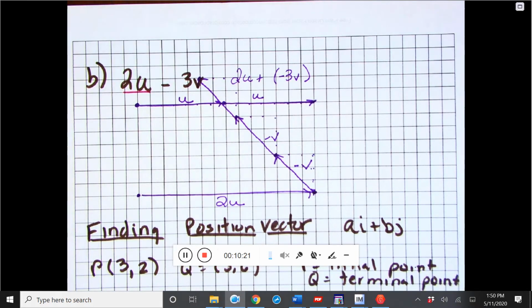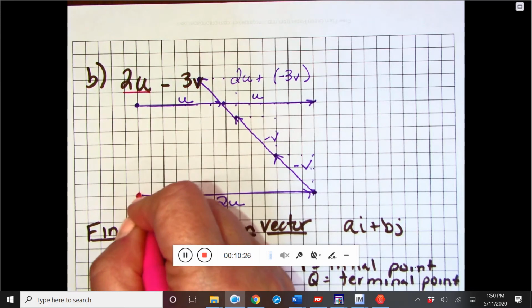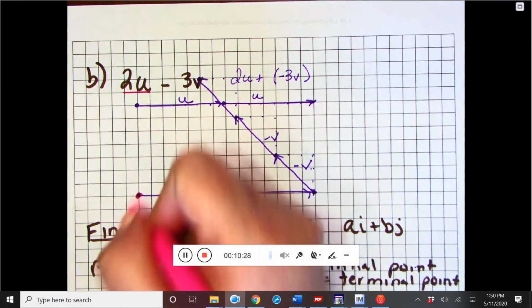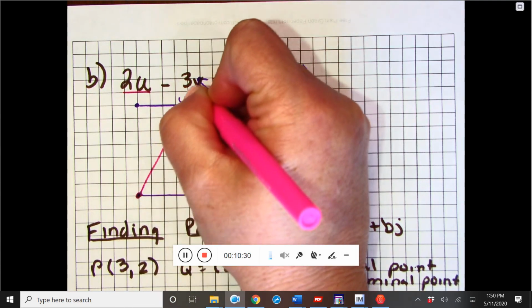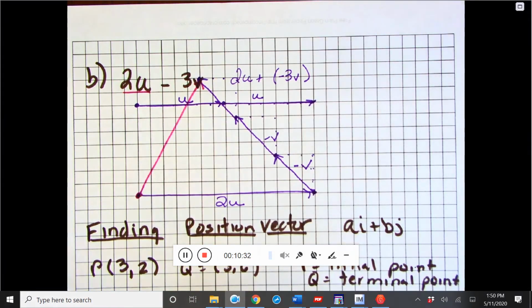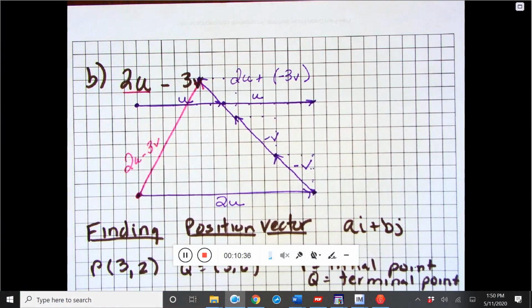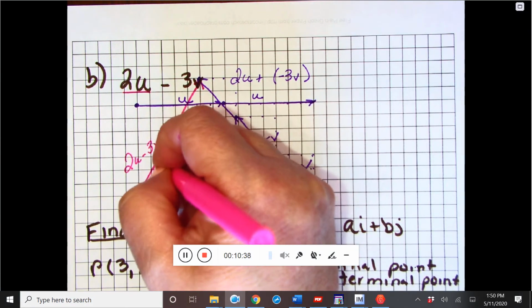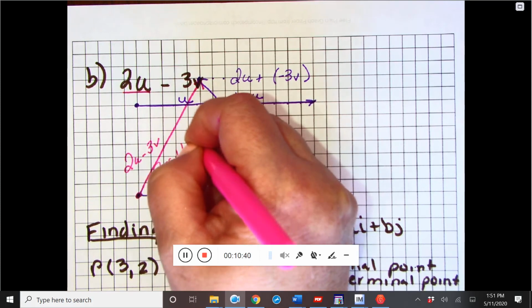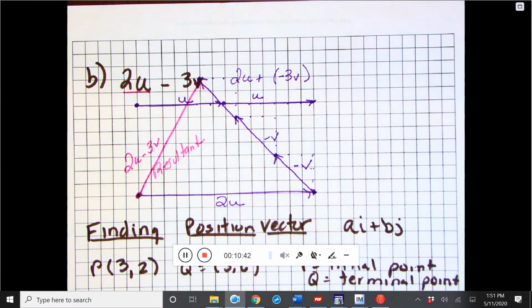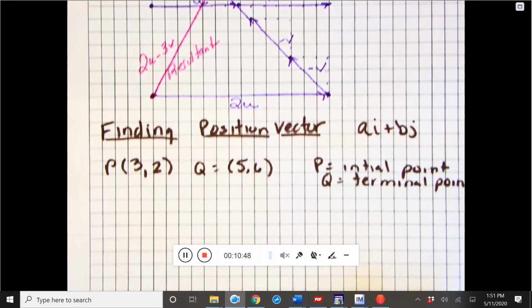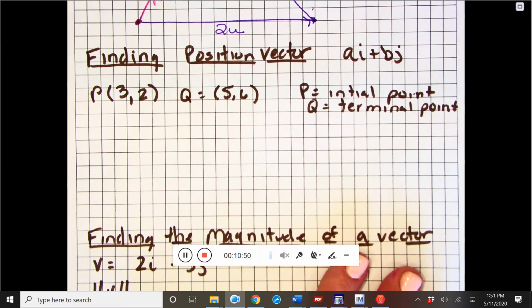Now where's my resultant? My resultant is if I went straight from the initial point of the first vector to the terminal point of that vector. So this vector is 2u minus 3v, and this vector is called my resultant vector. Okay? All right, so let's take a look at finding the position vector.